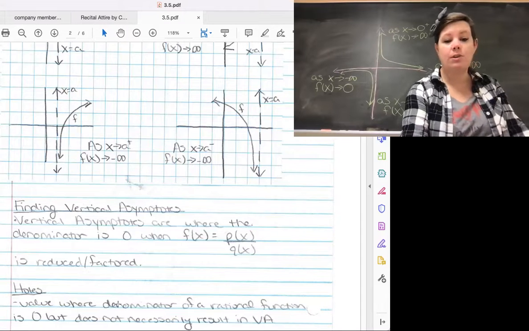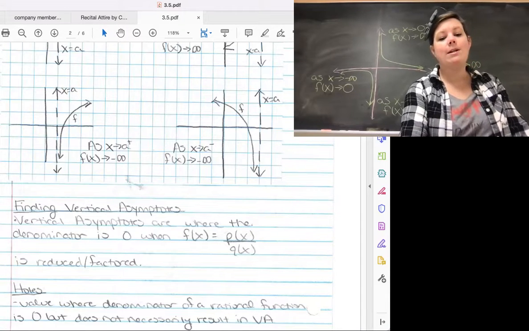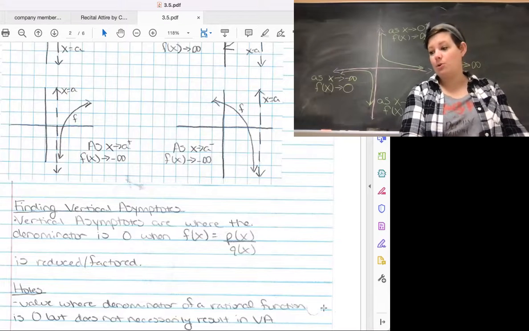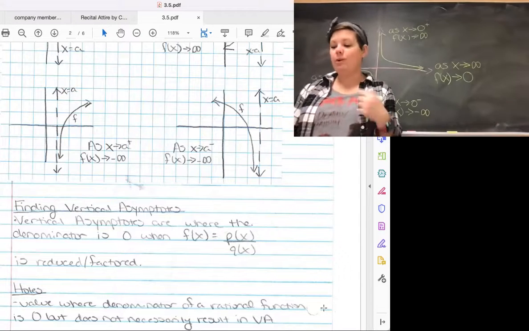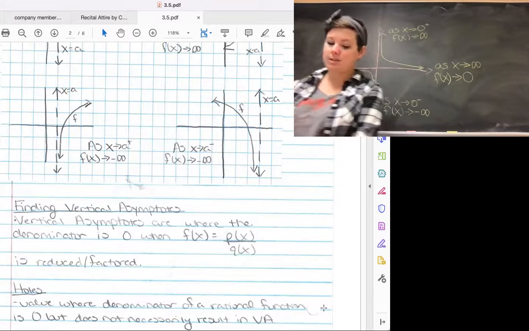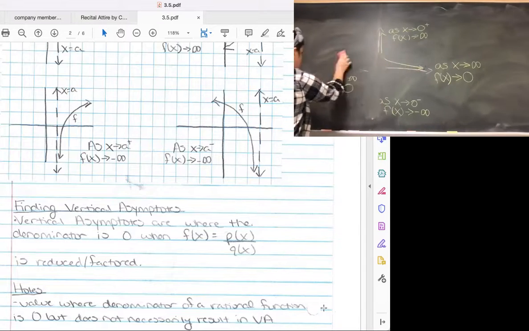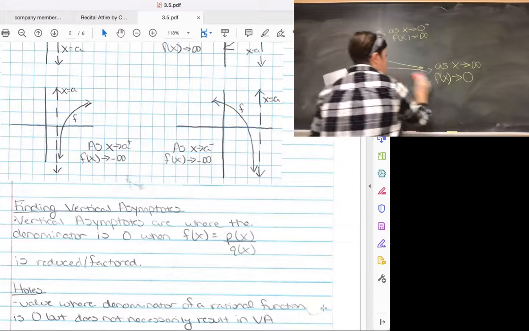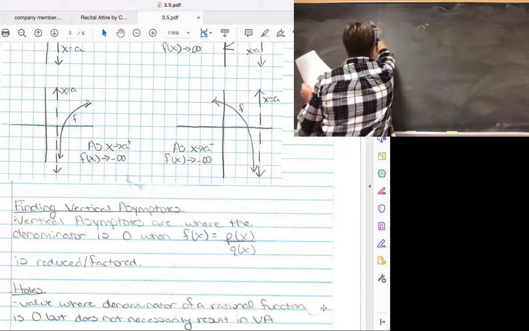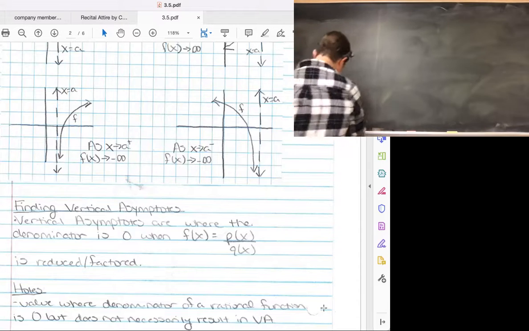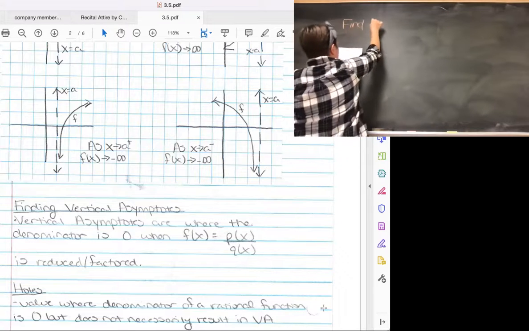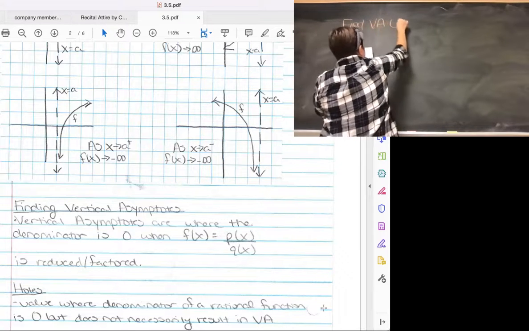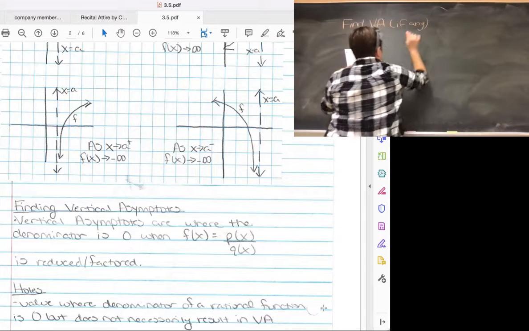And so holes are values where the denominator of a rational function is 0, but does not necessarily result in a vertical asymptote. I think that is a little bit confusing, just how it is written and how it is displayed there. But we're going to do some examples, and it makes a lot more sense once you start seeing the examples. So stick with me as we do vertical asymptotes, and I'll show you the difference between a vertical asymptote and a hole. So we're going to find vertical asymptotes, if there are any. And we're going to do 3 examples.